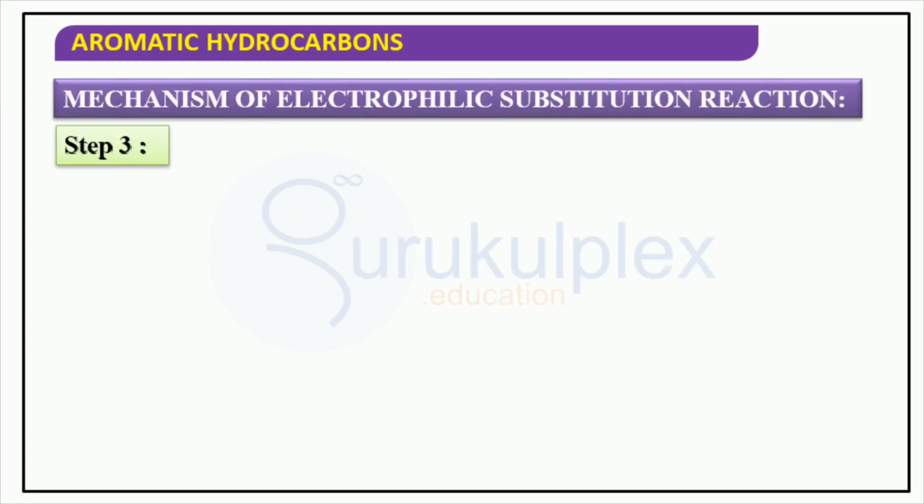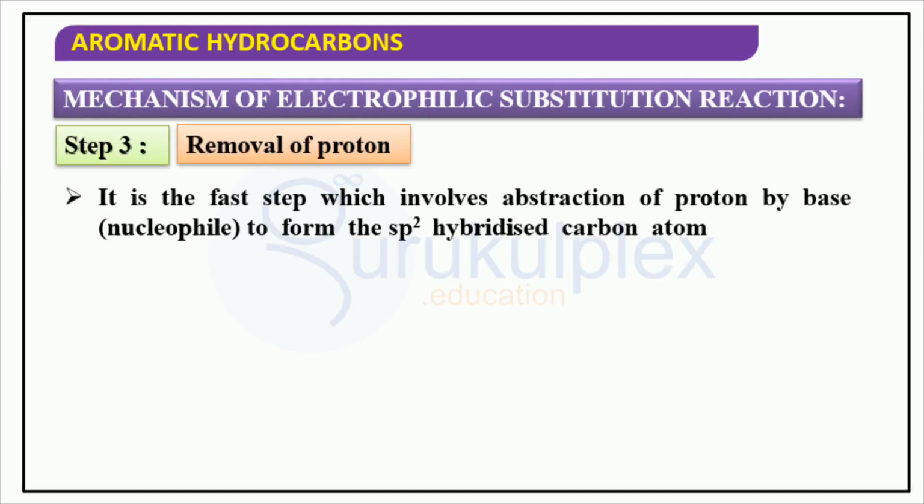A proton is removed from a sp2 hybridized carbon atom in the third part of this process. This reaction is initiated by a base, or nucleophile, which abstracts the proton from the carbon atom. This fast step is essential to the electrophilic substitution reaction as a whole.